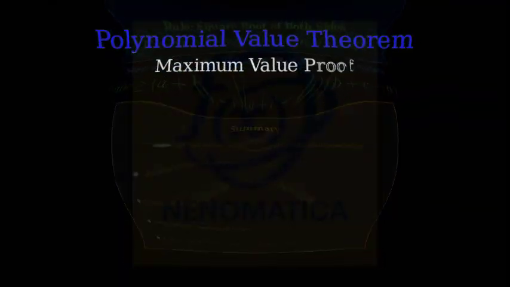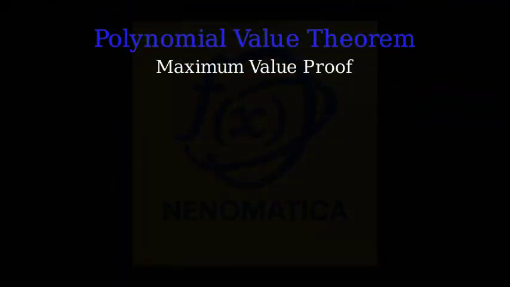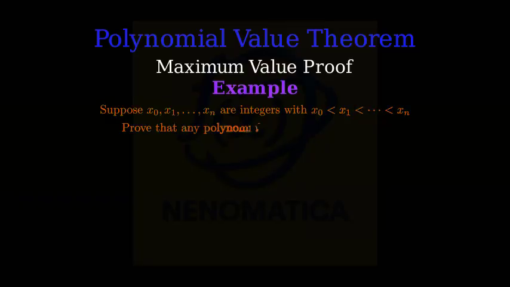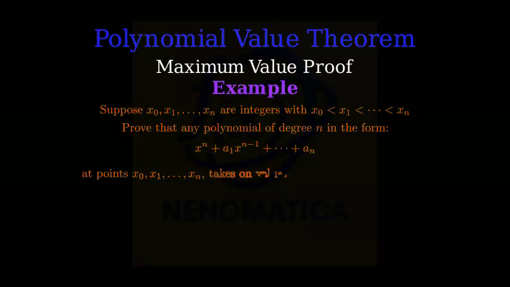Today, we'll explore an interesting proof about the values of polynomial functions. We'll go through this proof step by step and make sure we understand the mathematical concepts involved. Let's start with the problem statement. Suppose we have integer numbers x sub 0, x sub 1, up to x sub n, such that x sub 0 is less than x sub 1 is less than x sub n.